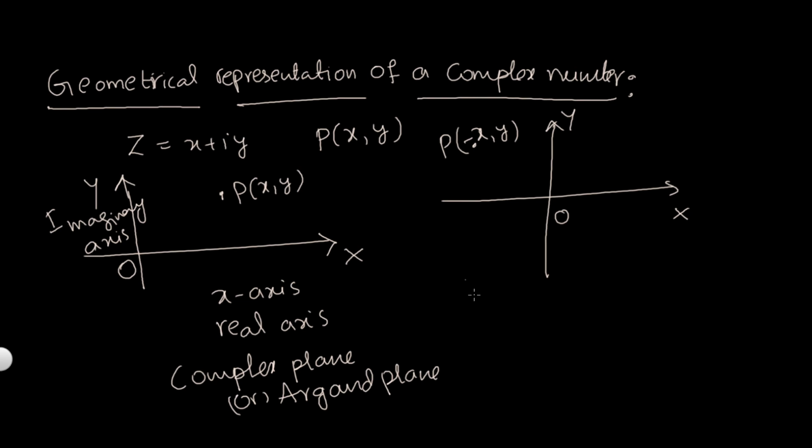Similarly, suppose the point lies in the third quadrant, that is minus a comma minus b, or here we take it as minus x comma minus y. Suppose it lies in the fourth quadrant, that is a comma minus b, or x comma minus y. The plane in which the complex numbers are represented as points is called the Argand plane or complex plane.